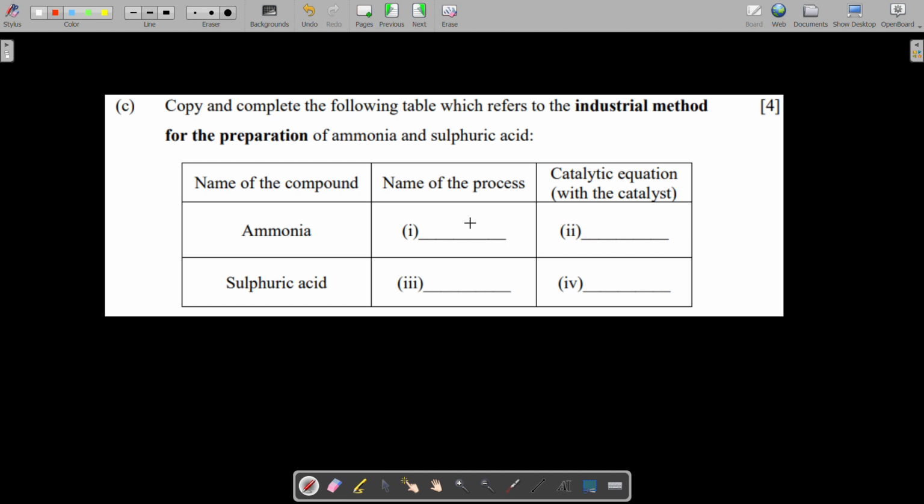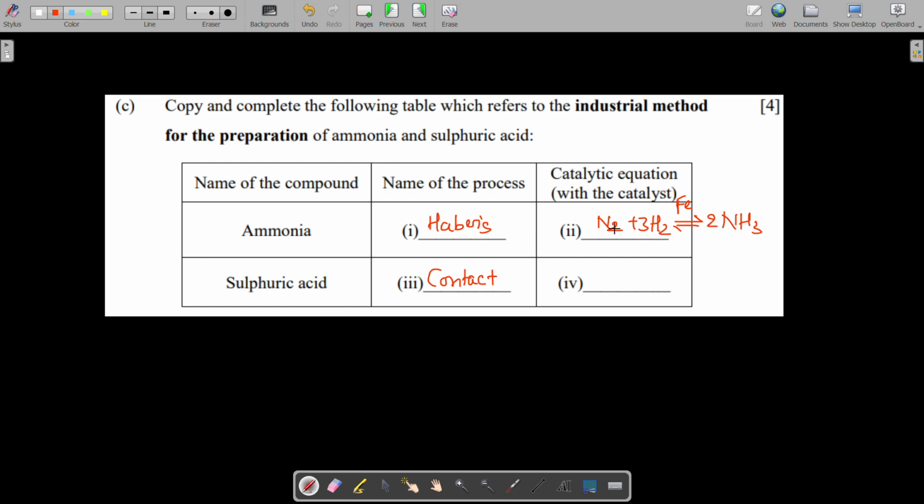Ammonia, name of the process? Haber's process. Sulfuric acid, what is the process? Manufacturing process, contact process. Catalytic equation with the catalyst, they have asked. For ammonia, what we need? We need nitrogen and hydrogen. Don't forget to write the reversible reaction symbol. Catalyst, what we are using here in ammonia? Finely divided iron. Molybdenum will be your promoter. So what you're getting? Ammonia gas. Balance this: 3 here, 2 here, done.